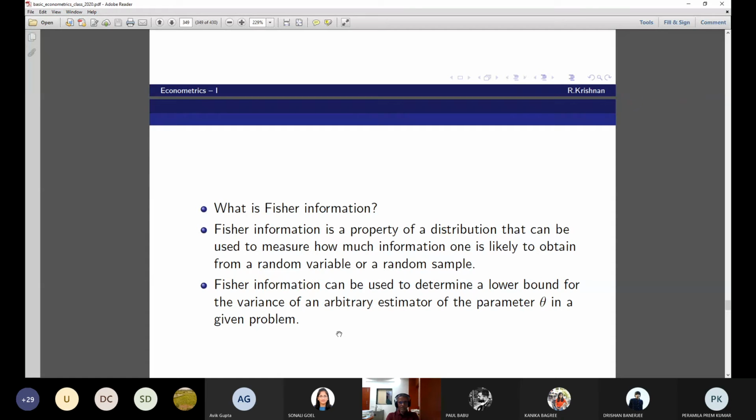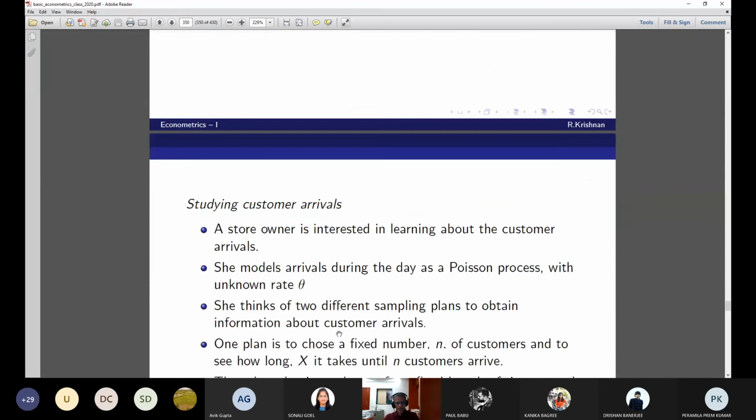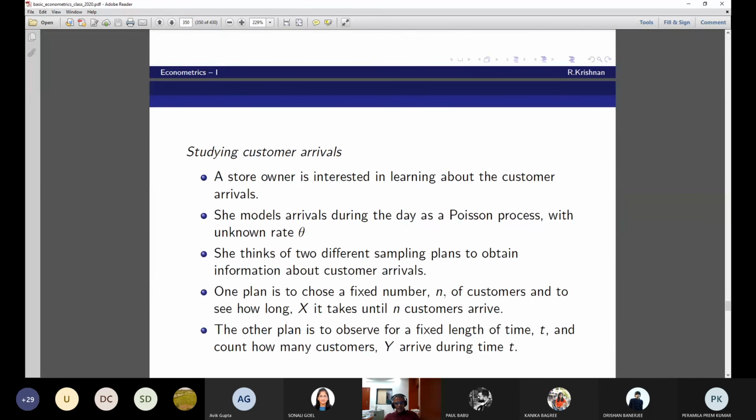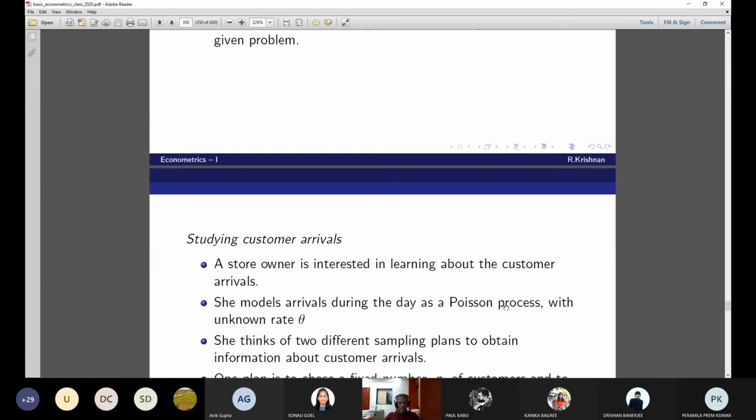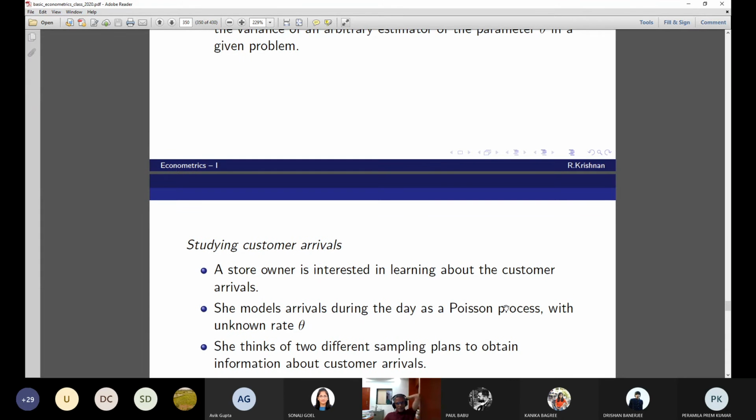What is Fisher information? Fisher information is a property of a distribution that can be used to measure how much information one is likely to obtain from a random variable or a random sample. Consider this problem. Okay, class, how will you arrive at it? What is the method that you suggest to the store owner?